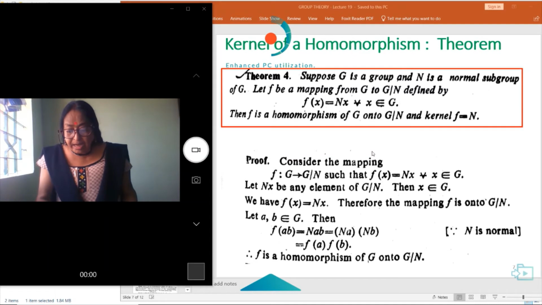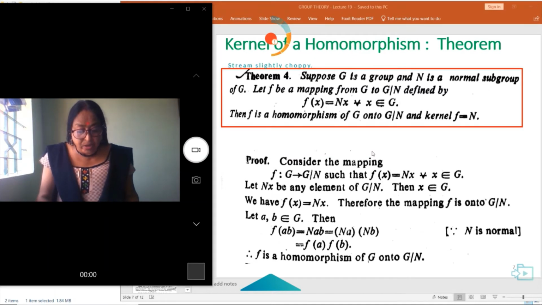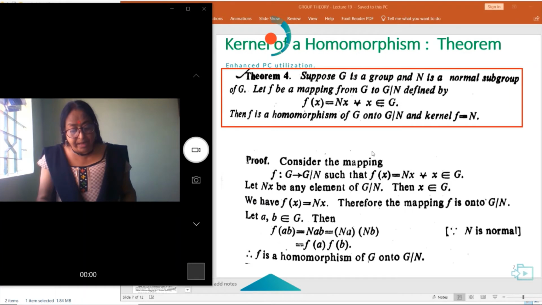Quotient group. Let Nx be any element of G/N. So f(x) = Nx. The mapping is onto because f(x) = Nx. So the mapping is onto. Let a, b belong to G. f(ab) can be written as Nab, and Na · Nb is equal to f(a) f(b) because N is normal. Hence, f is a homomorphism of G onto G/N.